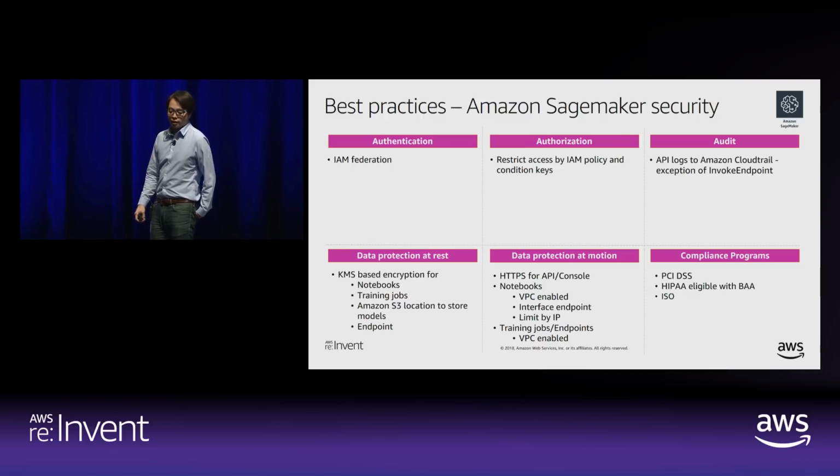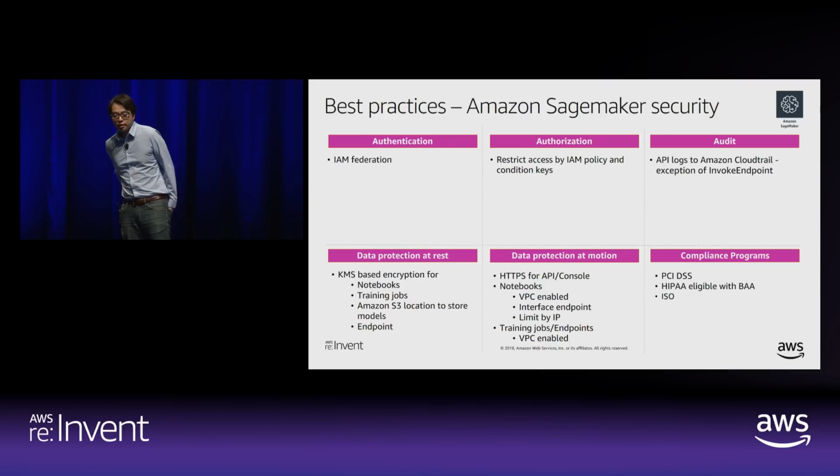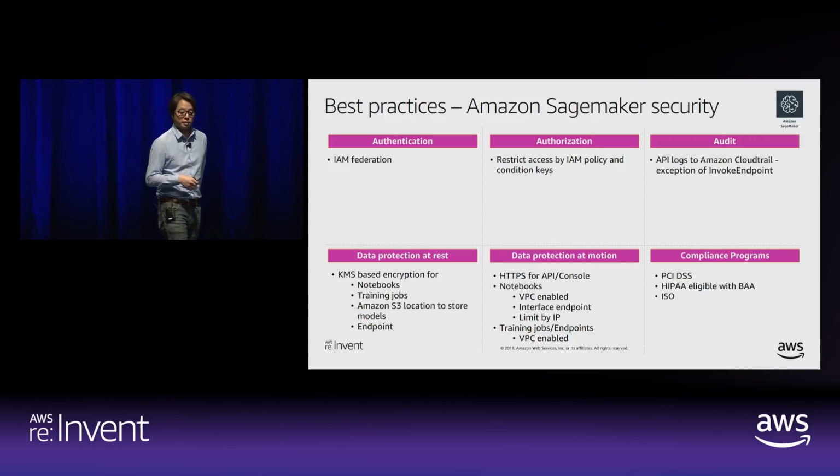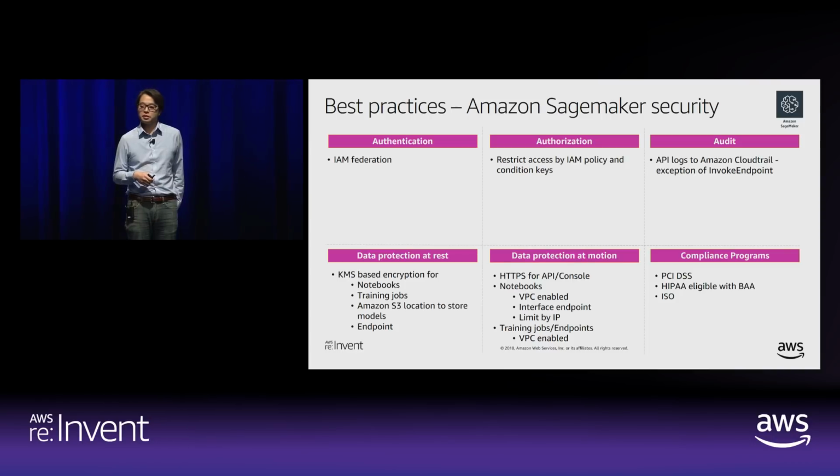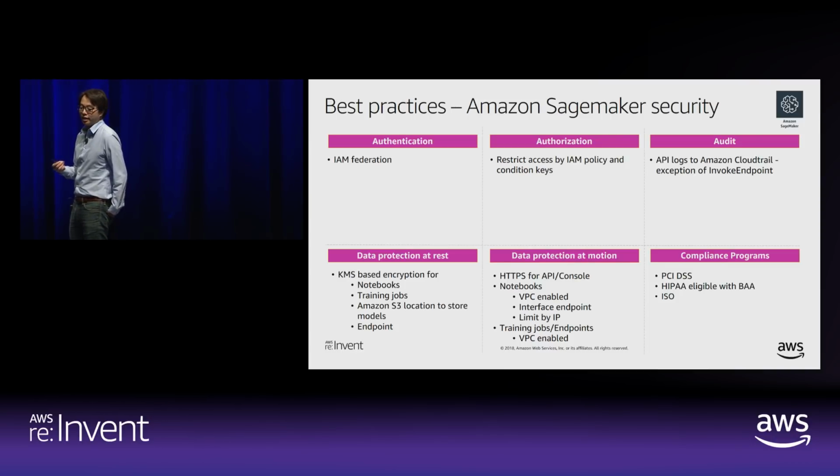And here's another quick slide on SageMaker security best practices. It's fairly light, partially because it's a managed service, but also because it's pretty much the same story over and over, right? You want to encrypt, you want to restrict access via IAM, you want to audit, things like that.